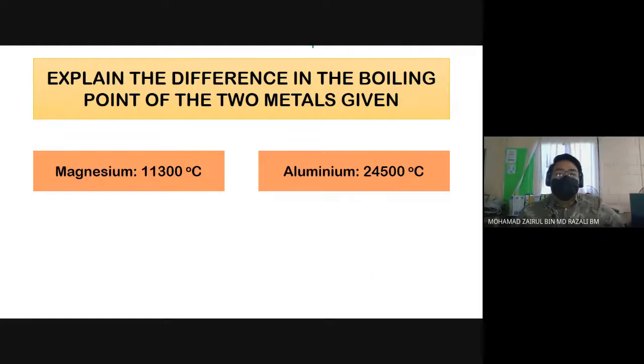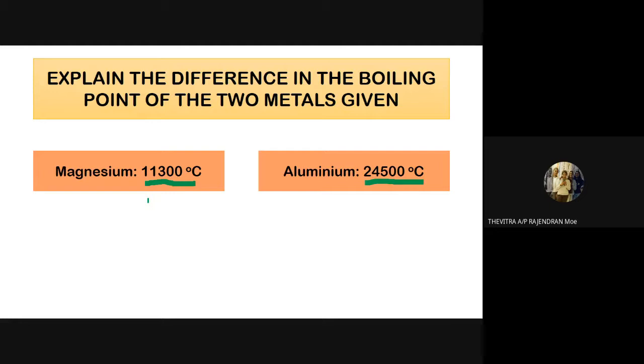Okay. So now, explain the difference in the boiling point of the two metal given. Magnesium, the boiling point, awak tengok, 11,300 degrees Celsius in order for you to boil a magnesium. Aluminium is 24,500 degrees Celsius. Why the boiling point of aluminium lagi besar daripada boiling point of magnesium? Sebab apa? Aluminium has higher number of valence electron compared to magnesium.